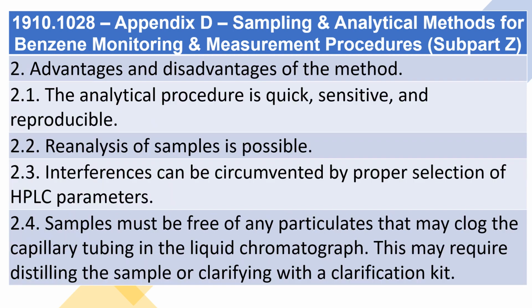2. Advantages and disadvantages of the method. 2.1 The analytical procedure is quick, sensitive, and reproducible. 2.2 Reanalysis of samples is possible. 2.3 Interferences can be circumvented by proper selection of HPLC parameters. 2.4 Samples must be free of any particulates that may clog the capillary tubing in the liquid chromatograph. This may require distilling the sample or clarifying with a clarification kit.